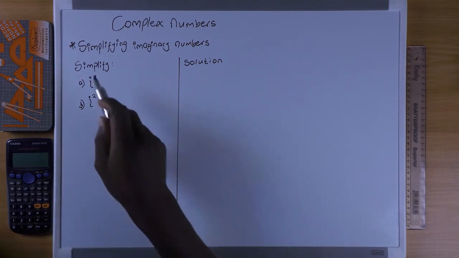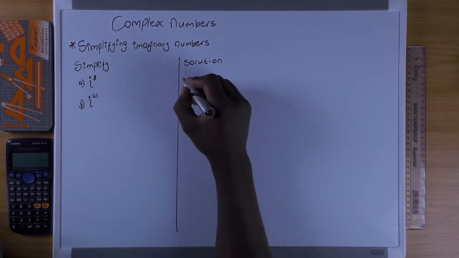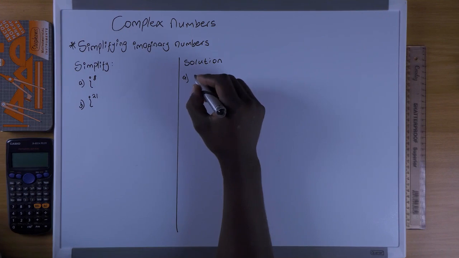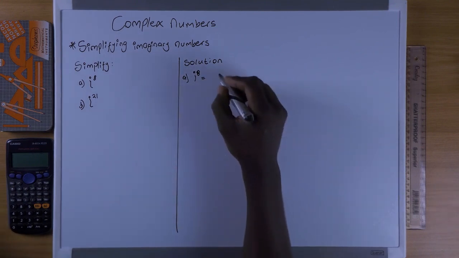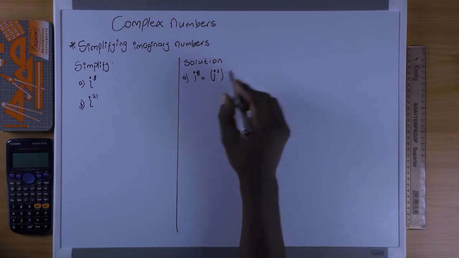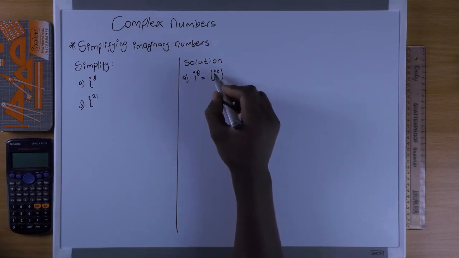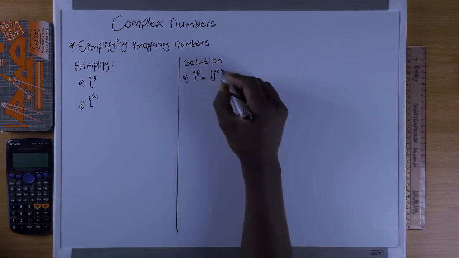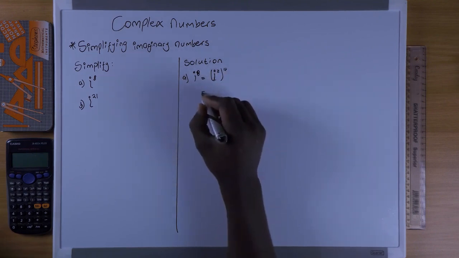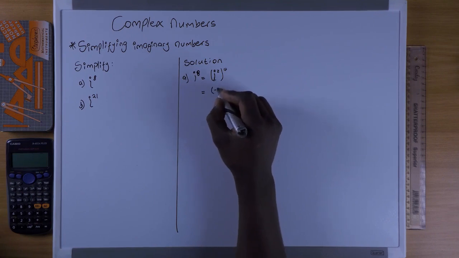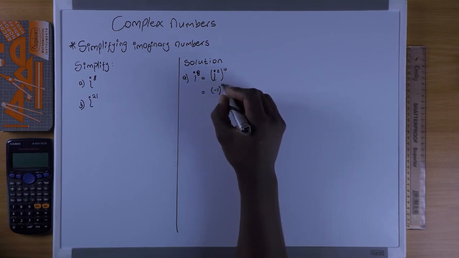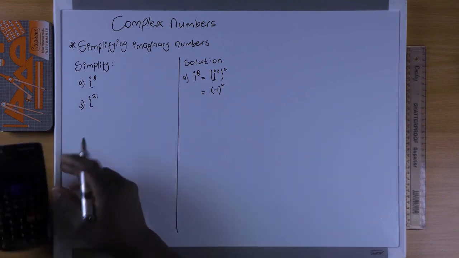Given, simplify i to the power of 8. We know that this would be equal to (i to the power of 2) to the power of... Then you ask yourself, what number must you multiply 2 by to get 8? That's a 4. Therefore, i to the power of 2, we know that is -1, to the power of 4, which gives you +1.